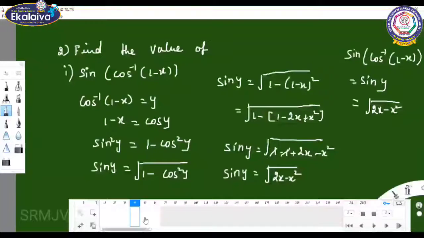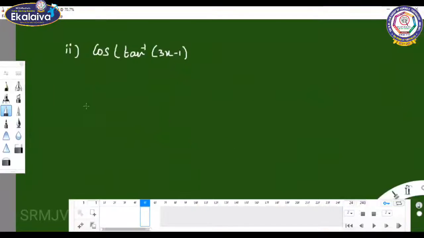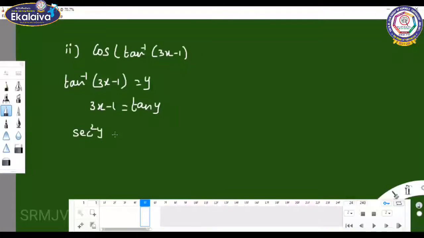Is it clear, children? See the second subdivision. Tan inverse of 3x minus 1, you can take this value as y. Tan inverse of 3x minus 1 equal to y, so 3x minus 1 equal to tan y. So what is secant square y? Secant square y equal to 1 plus tan square y using the identity.